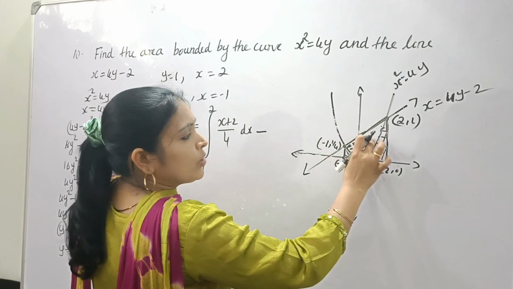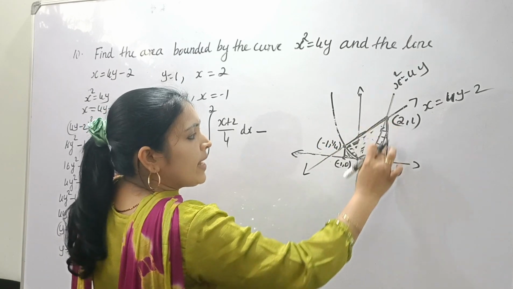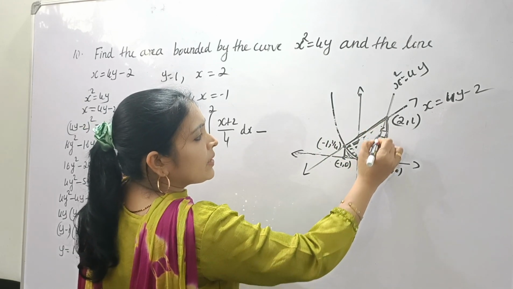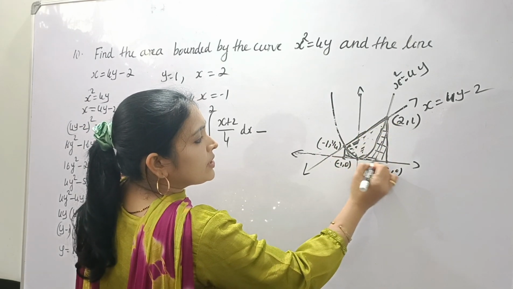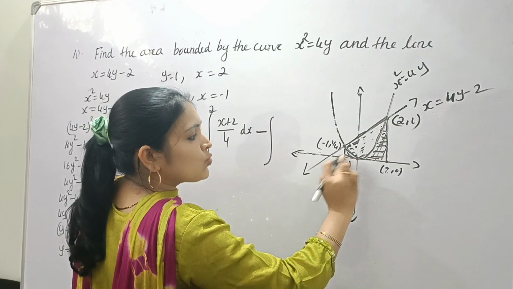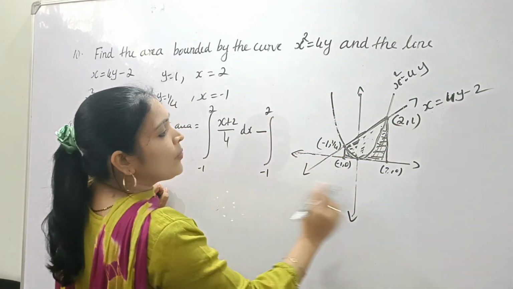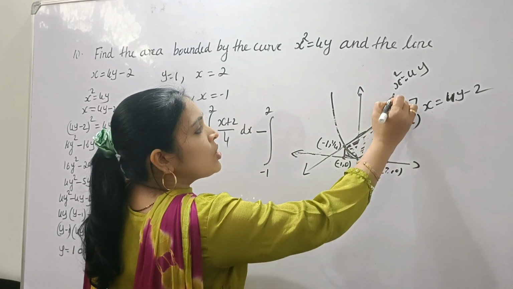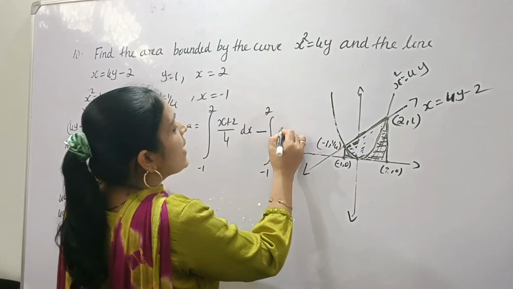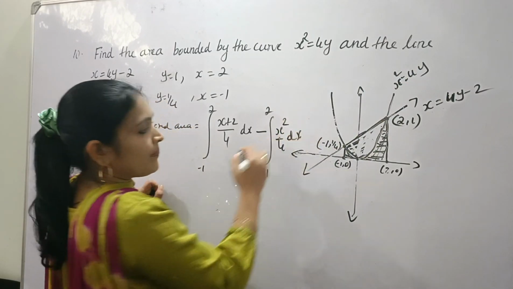So the area of this region is equal to the area under the line minus the area under the curve, this one. That is the integral with the same limits, minus 1 to 2, of the area under the curve. So what is the curve equation? X square is equal to 4y. What is y here? X square by 4 dx.